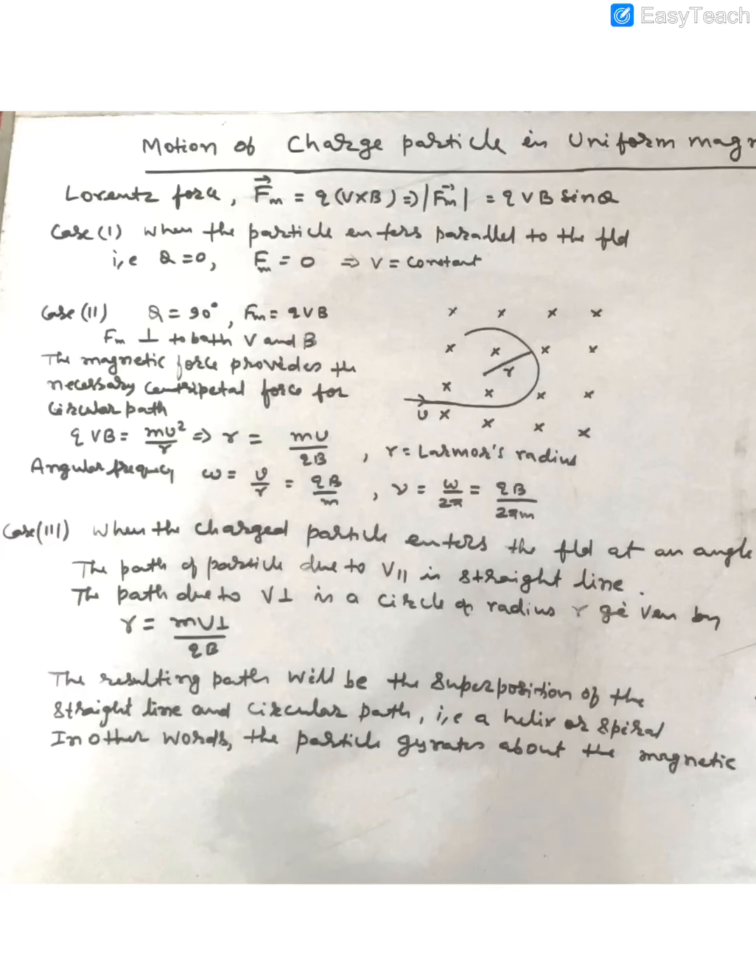Now the resultant path will be the superposition of the straight line and circular path, and the trajectory of the charged particle will be a helix or a spiral. In other words, the particle gyrates about the magnetic field. We can also say that the charged particle is locked to the magnetic field lines.